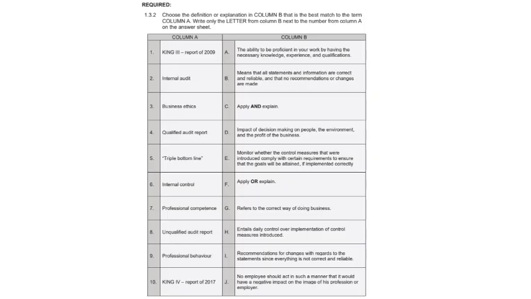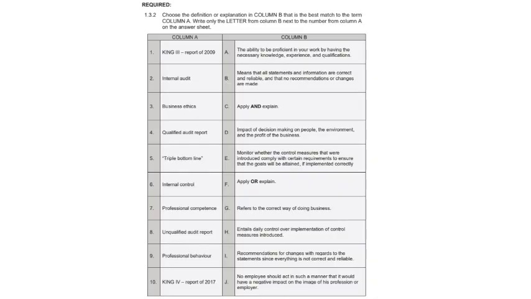These are the definitions. Now in column B, with which terms do they match? A, the ability to be proficient in your work by having the necessary knowledge, experience, and qualifications. B, means that all statements and information are correct and reliable and that no recommendations or changes are made. C, apply and explain. D, impact of decision making on people, the environment, and the profit of the business. E, monitor whether the control measures that were introduced comply with certain requirements to ensure that the goals will be attained if implemented correctly. F, apply or explain.